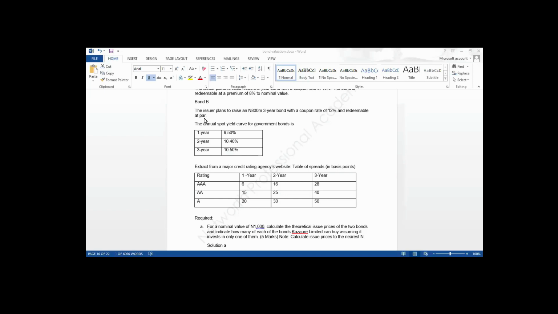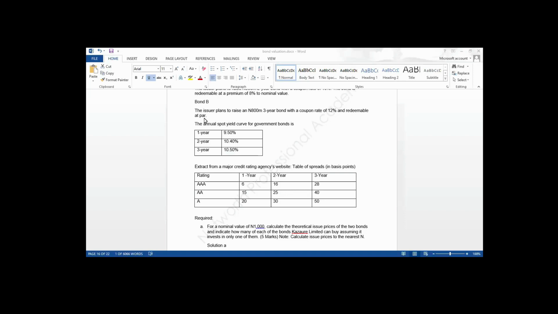Please let us list out the expected future cash flow from bond B. Annual interest from year 1 to maturity. The interest is computed on the nominal value. Then the redemption value at maturity. Please list out the expected future cash flow. It's 120 for year 1, 2, and year 3. Then the redemption value is 1,000.